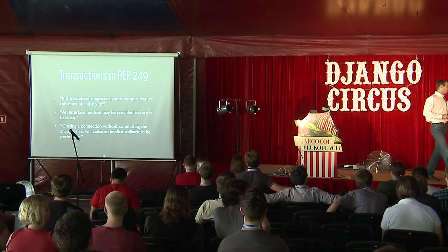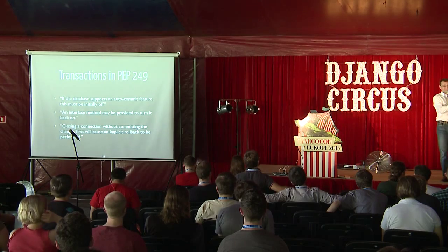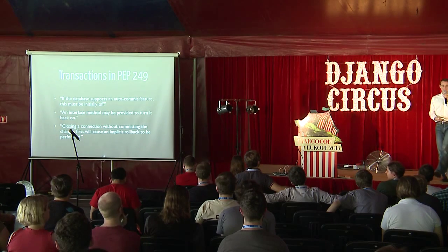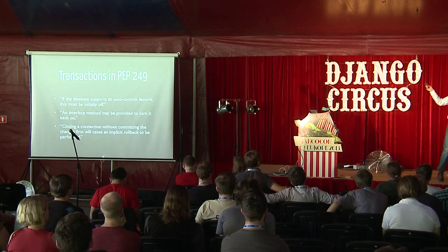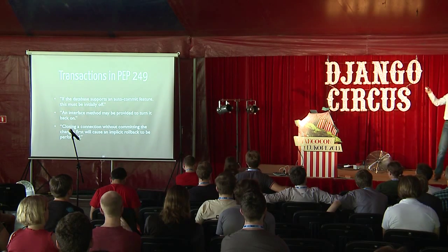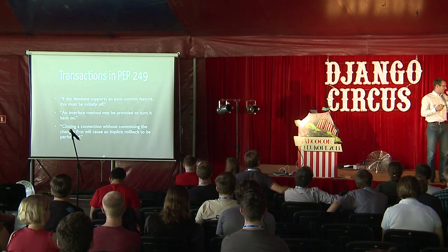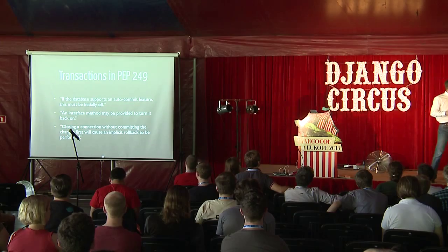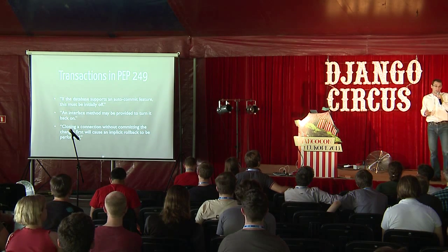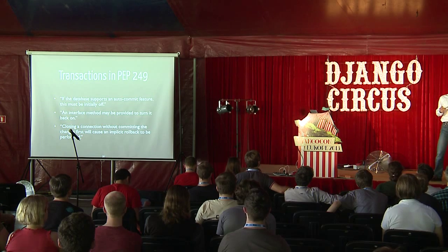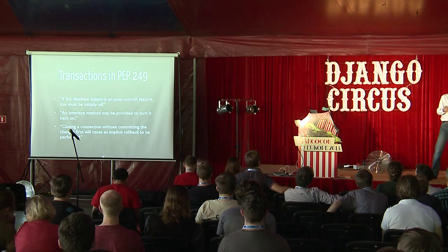It also says that an interface method may be provided to turn it back on, and I love the fact that there's a "back" in this sentence, because it shows that the authors of the PEP were aware that the previous sentence would force the libraries to work against the database. That's kind of a small telltale sign. And it also says that closing a connection without committing will trigger a rollback, which is what you expect. If you don't commit, you will always have a rollback performed either by the library or the database.